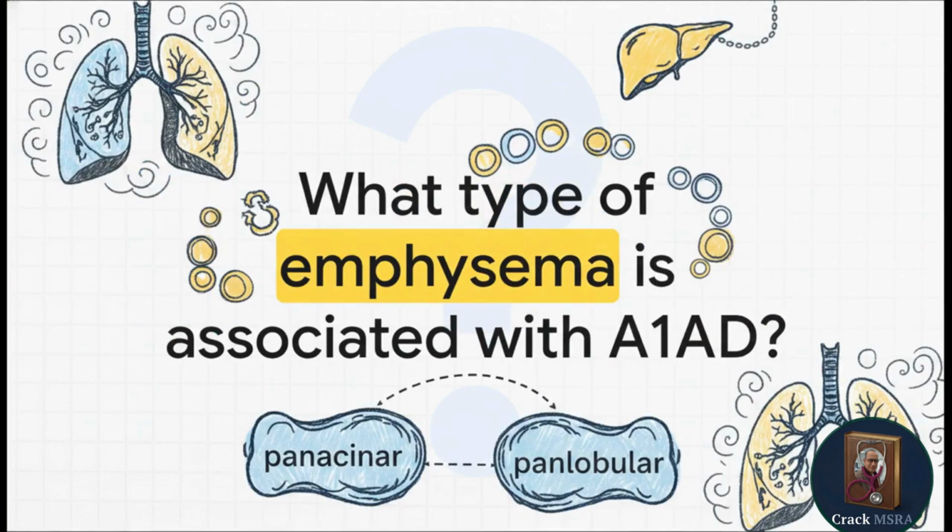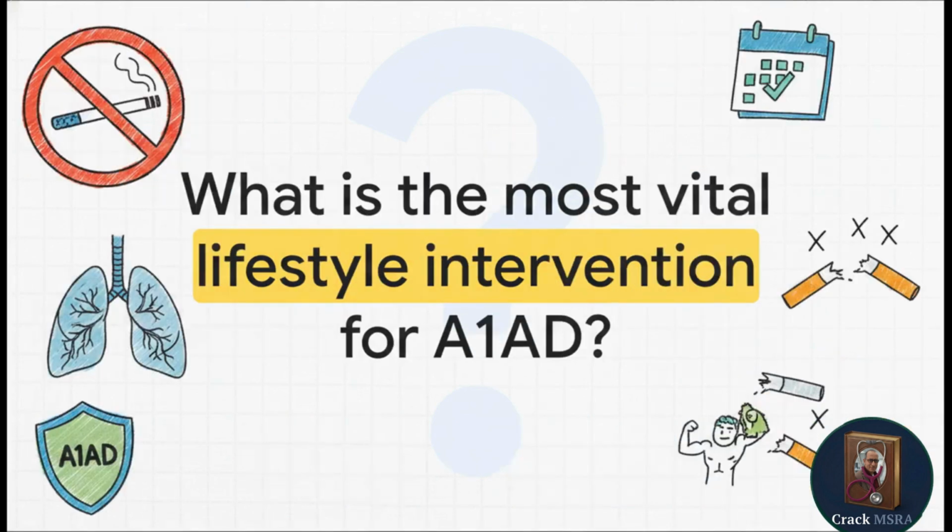Question 7. What specific morphological type of emphysema is classically linked to this deficiency? You should immediately be thinking of panacinar or panlobular emphysema. Question 8. What is the single most vital lifestyle intervention you can order to slow the rapid decline of lung function in these patients? No fancy meds here. The number 1 answer is strict, absolute smoking cessation.